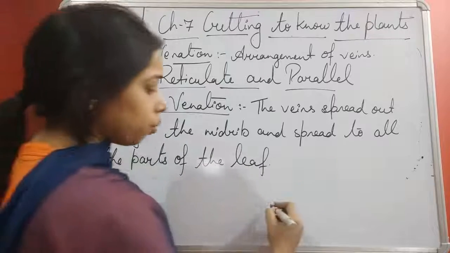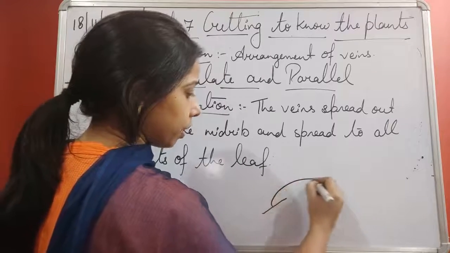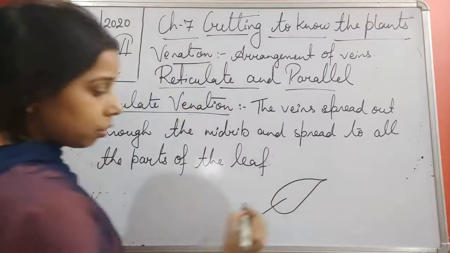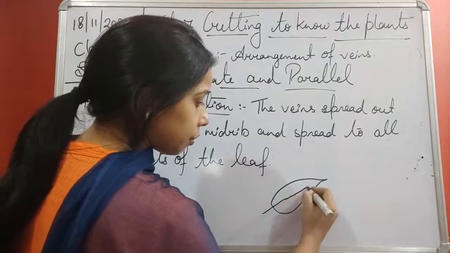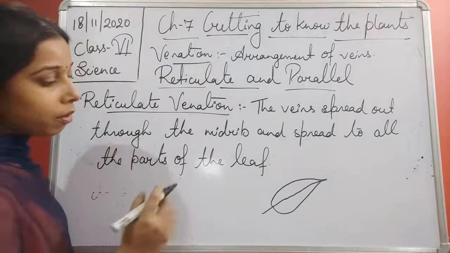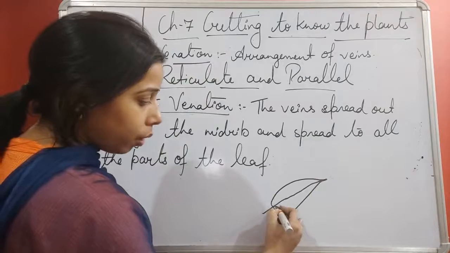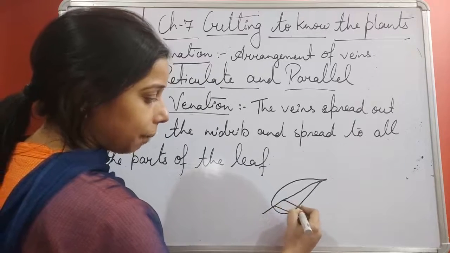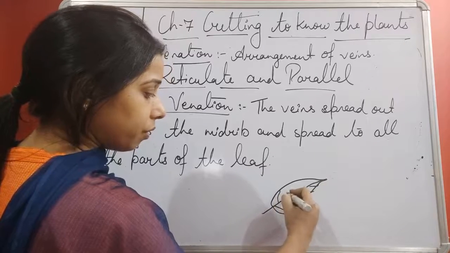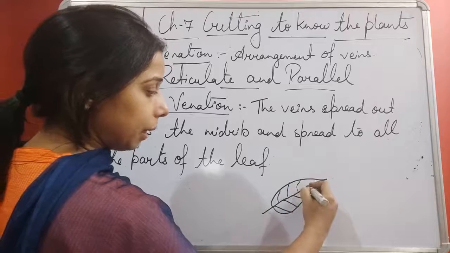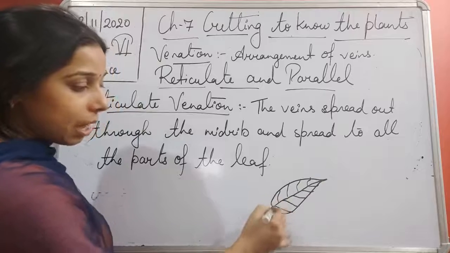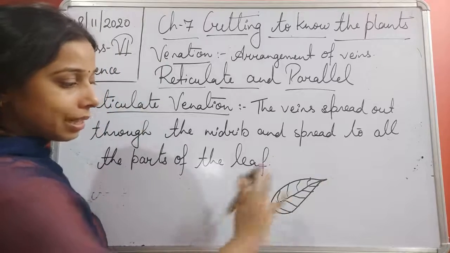Okay, so you see, student, suppose we draw a diagram and try to understand. If this is a leaf, the midrib is there. A midrib starts from the petiole and reaches the tip of the leaf. From the midrib, a lot of veins come out, and they spread through all the different parts of the leaf. This is what it is explaining, how the different veins coming out of the midrib are spread out.